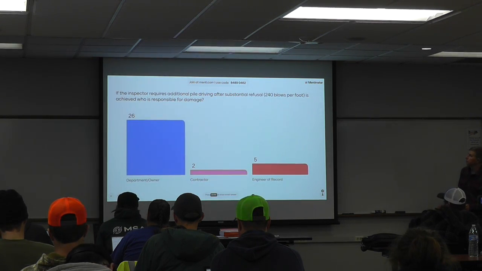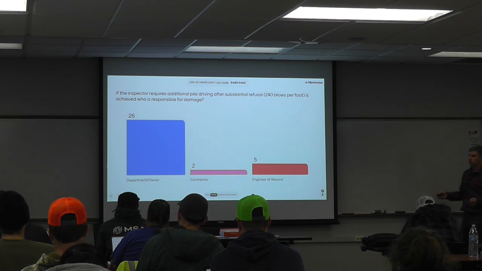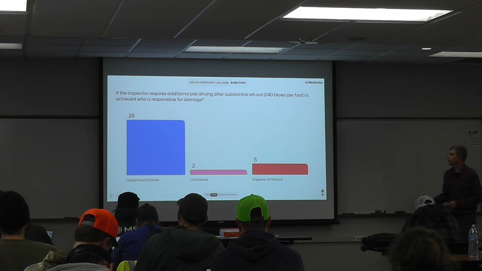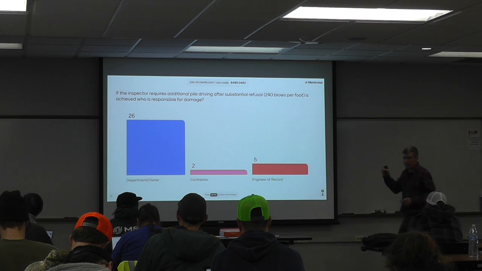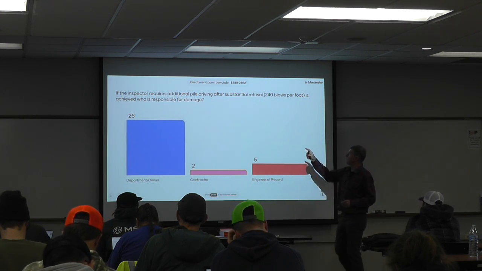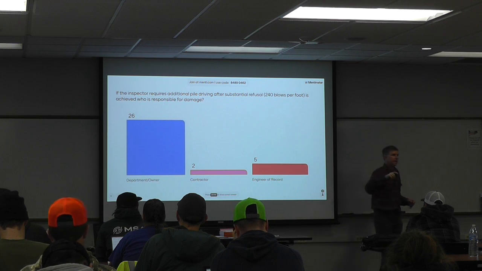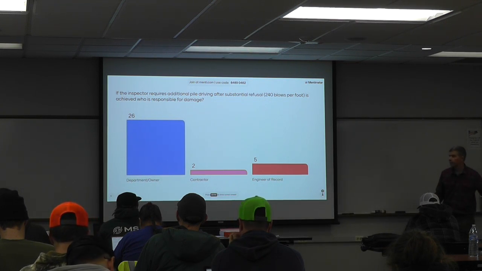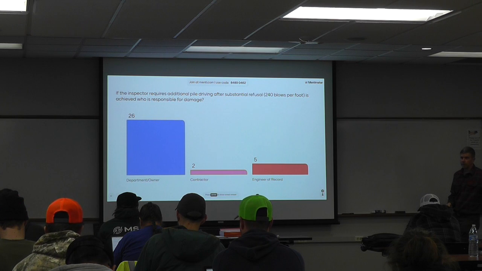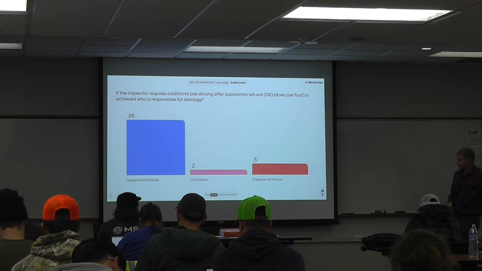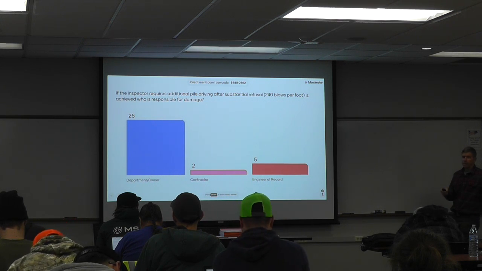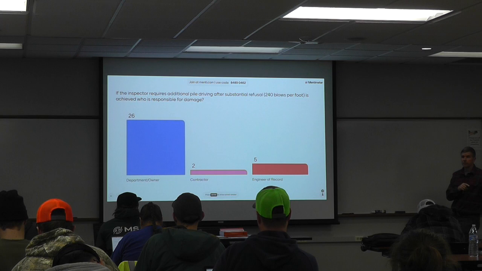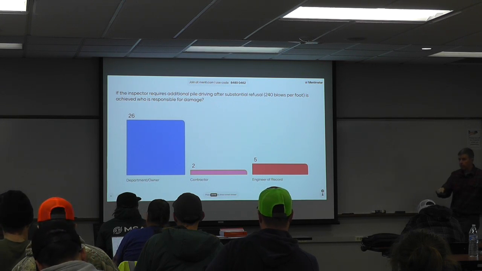If the inspector requires additional pile driving after substantial refusal, which is defined here as 240 blows per foot, is achieved, who is responsible for damage? It is the department or owner, because we know that from history. If you go beyond 240, you are really working that equipment. There could be some damage to either the pile or even the hammer. So the department or owner is responsible. Be aware of that, and be aware of what substantial refusal is when you're telling them to keep going, keep going, keep going.